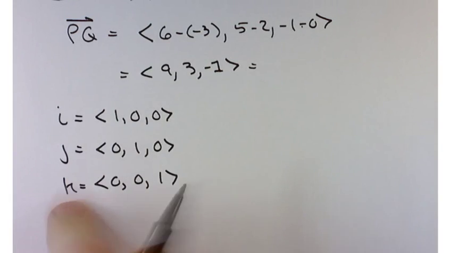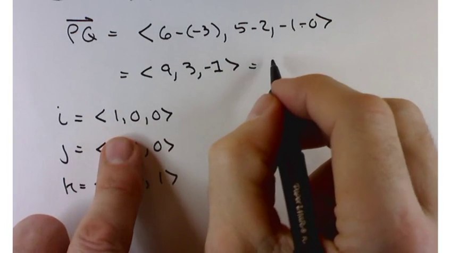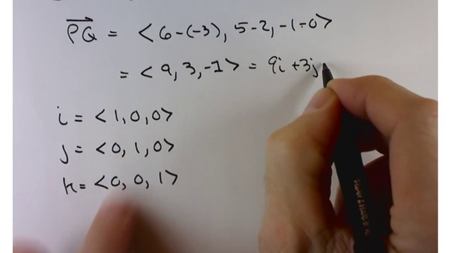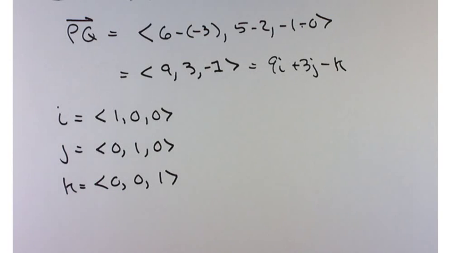With these unit vectors, I can express this as 9 times i plus 3 times j minus k. So this is an equivalent way to write the vector from problem number 30.